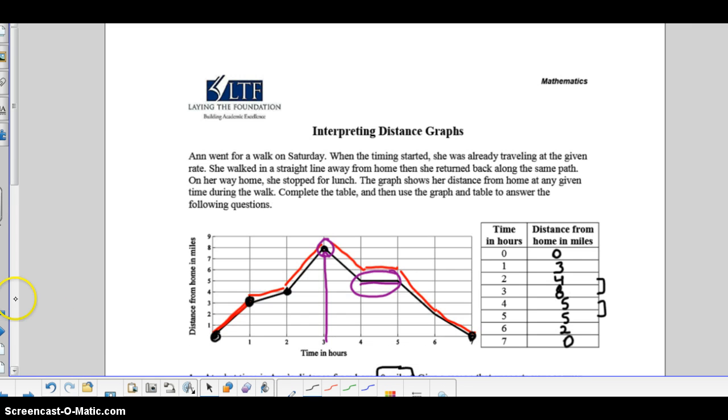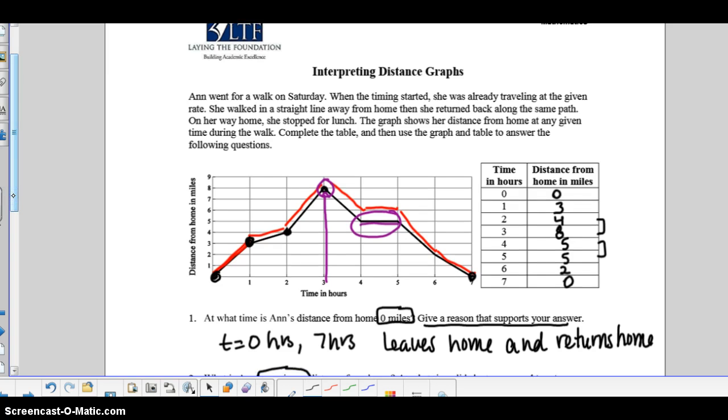Well, we talked about up here that she walked the fastest from 2 to 3 hours. And that's because she covered 4 miles in 1 hour. She covered 3 miles from 0 to 1, 1 mile from 3 to 4, 4 miles from 2 to 3. Then she did cover 3 miles again, no miles, 3 miles again, and 2. So the time that she walked the fastest was when she went 4 miles in 1 hour.